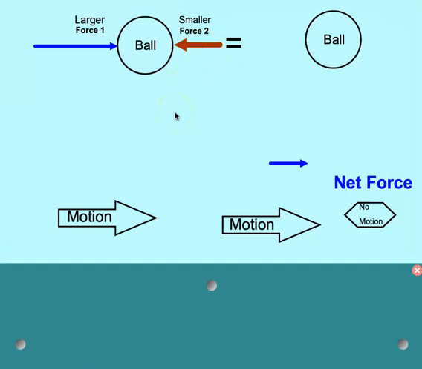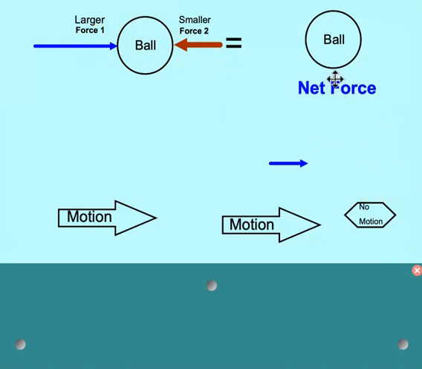Now, the challenge we have here is we have a long force arrow on the left side, and a short force arrow on the right side. Is this ball stationary? In other words, no motion, or is it going to move? Well, what happens is, if this force is larger than the other force, this force creates what's called a net force.